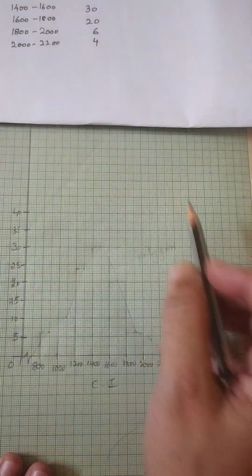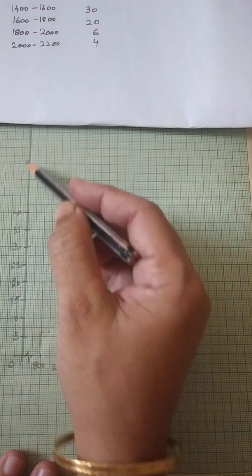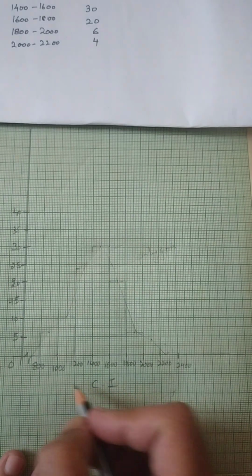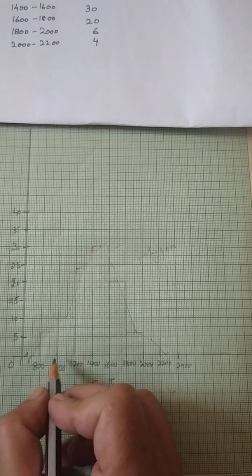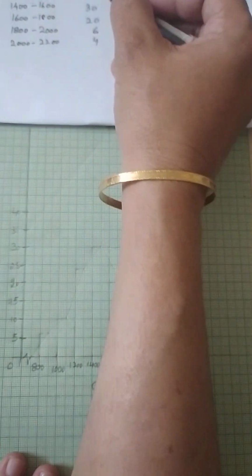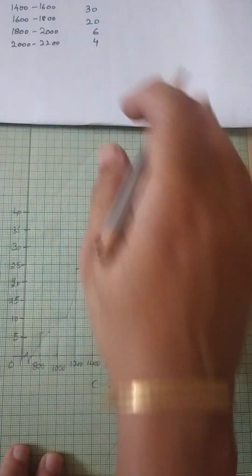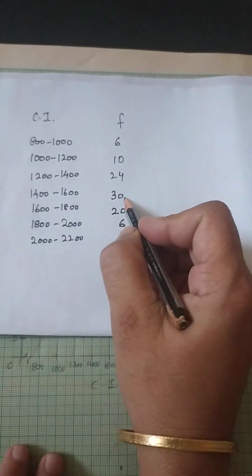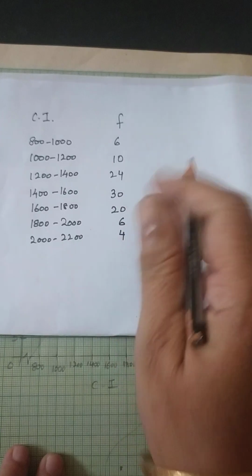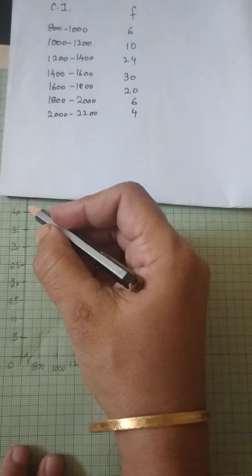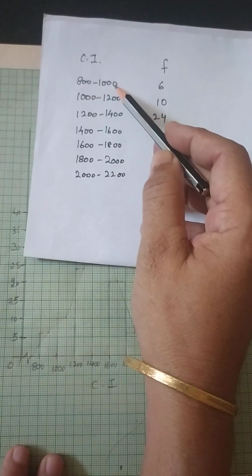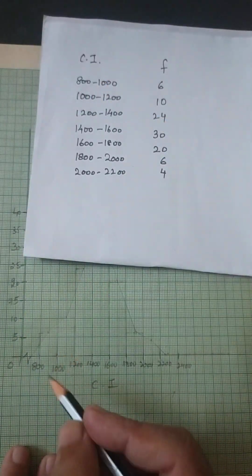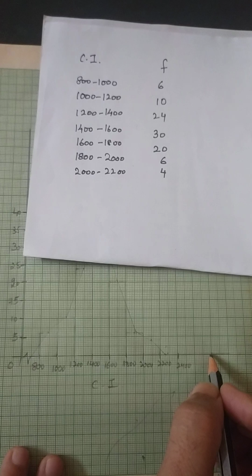Now here on this graph paper I have taken the frequencies along the y-axis, class intervals along the x-axis. You note that the points are taken at equal distances because we have the frequencies 6, 10, 12, 24, 30 and so on. So the highest frequency here is 30. Keeping this frequency in mind, I have taken the points along the y-axis, and similarly the class intervals are 800 to 1000, 1000 to 1200. These points have been taken along the x-axis.